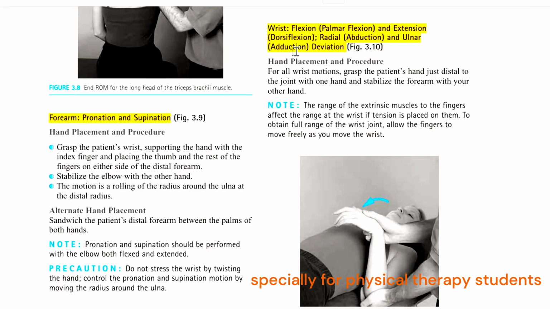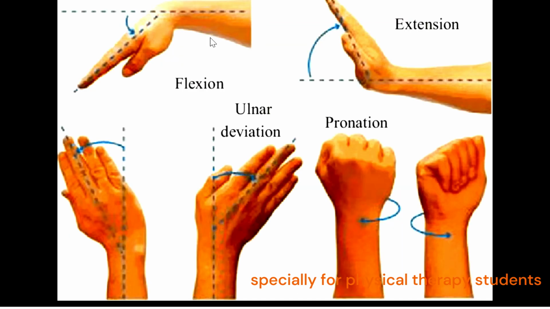Before going in depth, we can just see how these movements are performed. The flexion is performed in the forward direction, on the palm side of your hand. The extension is performed on the back side of your hand. Starting from the neutral position, you can go backwards, and starting from the neutral position, you can go forward. Flexion and extension are performed in this way.